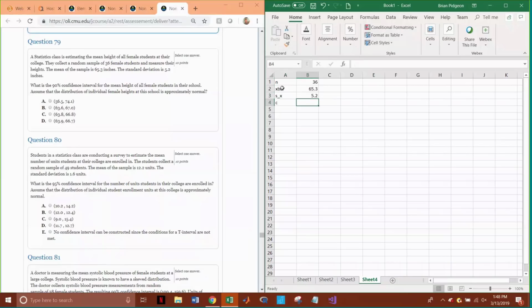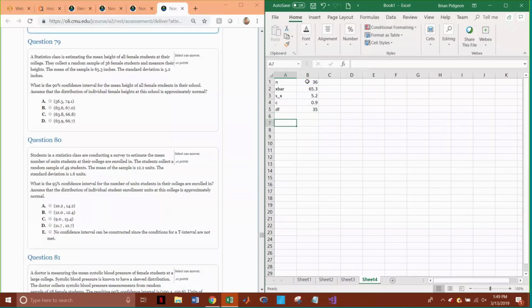So we want a 90% confidence interval, 0.90. Now what is very important to understand is that because we're using the sample standard deviation to do this confidence interval, we can't use a z-score anymore. We have to use a t-score, and that's because we're using the sample standard deviation. The t-score is determined by what's called the degrees of freedom, and the degrees of freedom is going to be your sample size minus 1.